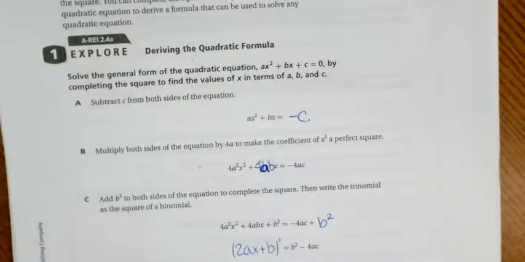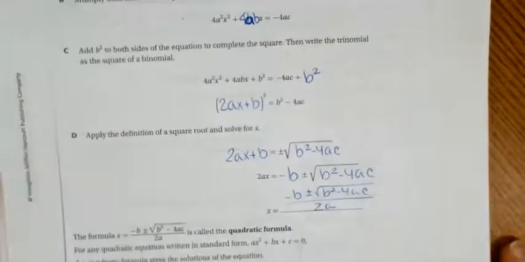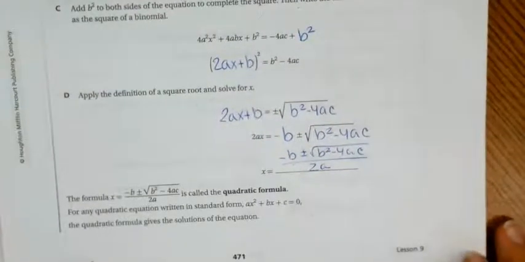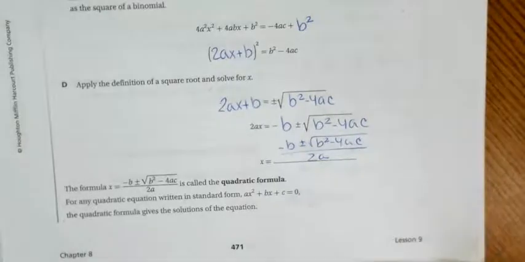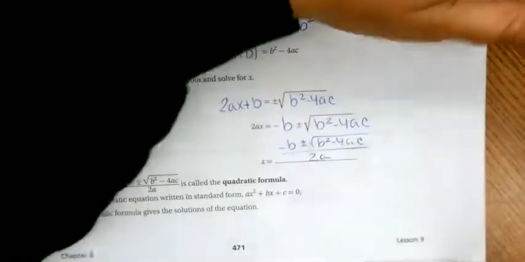Okay. So, you guys can't see what I'm doing. So, the formula for this is x equals negative b plus or minus the square root of b squared minus 4ac all over 2a. I'm going to show you guys something really quick.